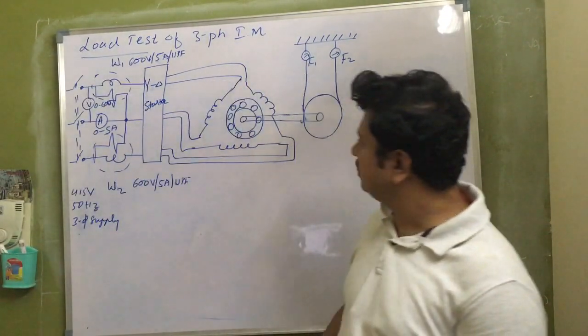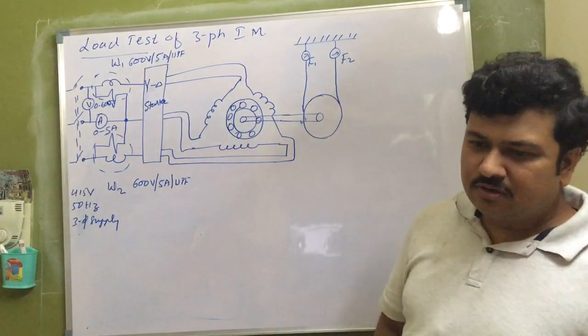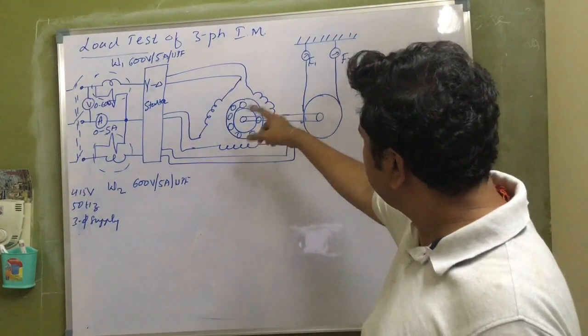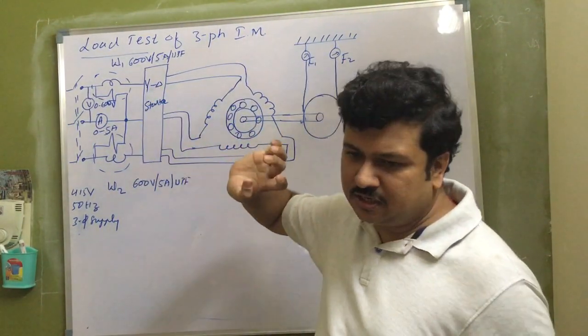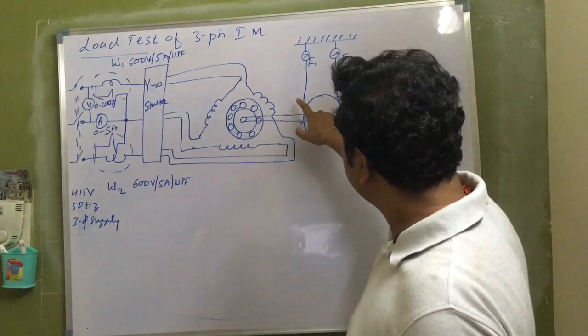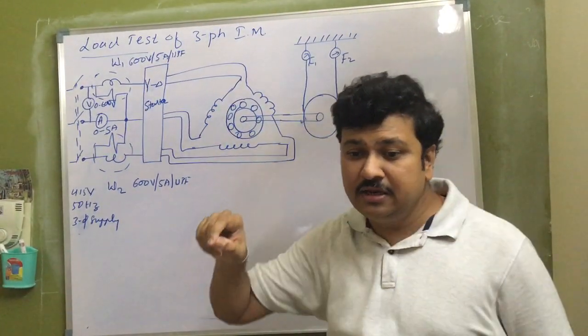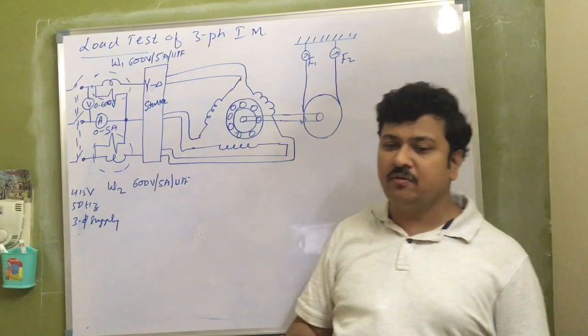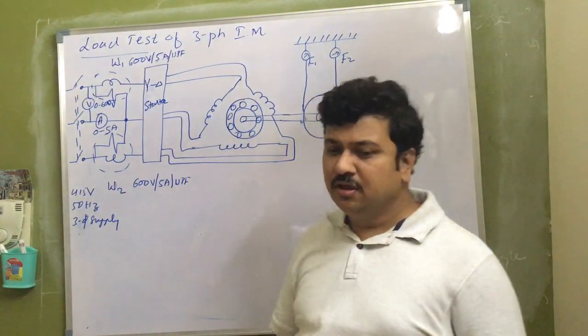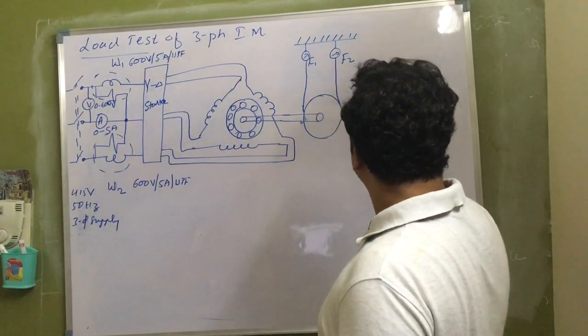These open connections will connect to the star delta starter. Initially, the motor will be started in star fashion, with the stator winding star connected. So why star connected?